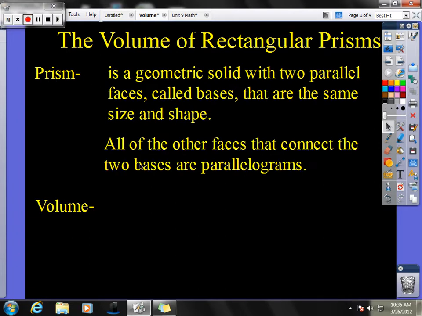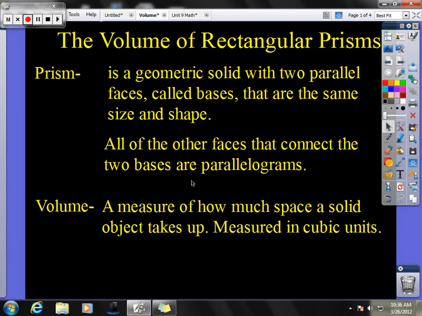The other vocabulary that we need to talk about is the fact that all the faces that connect to the bases are parallelograms. Finally, it's volume, and volume is a measure of how much space a solid object takes up. It's usually measured in cubic units. Sometimes it's in cubic centimeters, sometimes cubic inches, maybe even cubic feet. What I mean by cubic units is if it is in centimeters, it's going to be centimeters to the 3rd power. If it's in inches, it's going to be inches to the 3rd power. Everything in volume is always measured in cubic units, or units to the 3rd power.